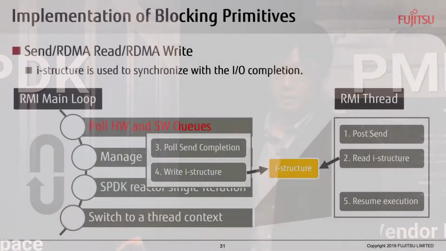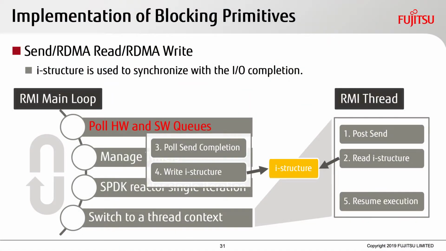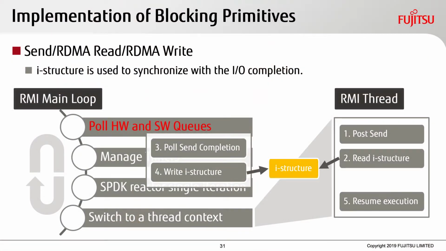This slide explains the implementation of blocking receive operation. It's similar to the other operations, but the receive queue entry has been posted by the RMI communication driver. Therefore, at first, the RMI thread tries to read from queue structure for synchronization. In step 2, after a receive operation is completed, the polling thread writes to queue structure in step 3. After that, the RMI thread resumes and receives an incoming message.